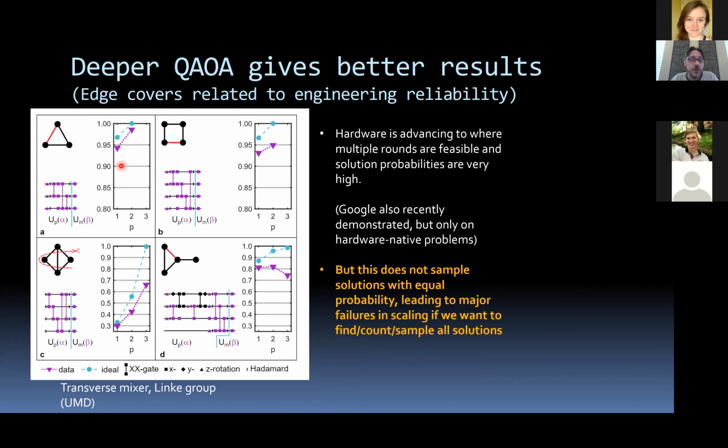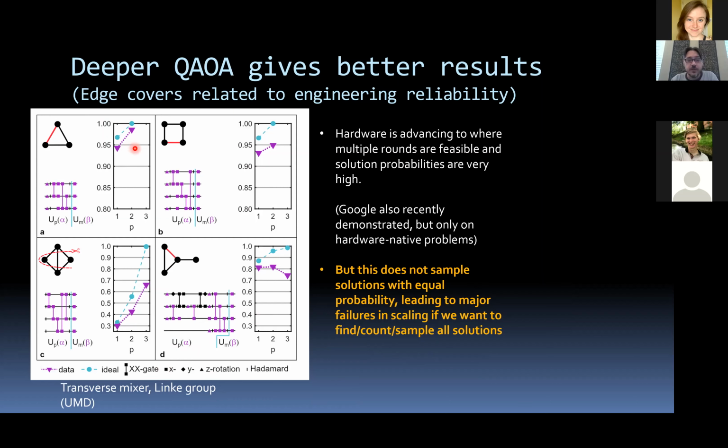But the results I'm showing you here in these graphs are all experimental results from our collaborator Norbert Linke at the University of Maryland. So we see we're getting a clear improvement here. And the reason is simply because quantum hardware is getting much better than it used to be, and we're able to solve these new types of problems.